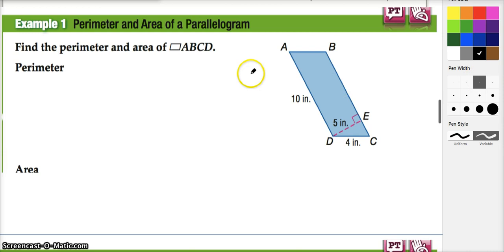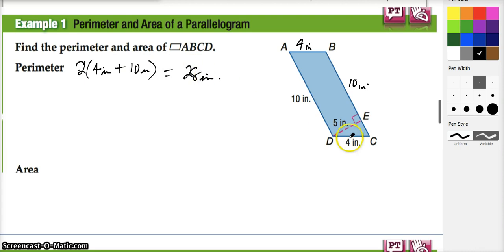So here we have example 1, and we're asked to find the perimeter and the area of this parallelogram. That's the symbol ABCD. Given that we have some information we remember about parallelograms, we know this side is 4 inches, we know this side has to be 10 inches. So finding the perimeter is pretty easy. It's going to be 2 times the 4 inches plus the 10 inches, because there's 2 of each. So what I get is 14 here times 2, I'm going to get 28 inches. Not that big a deal. I know you guys can do that.